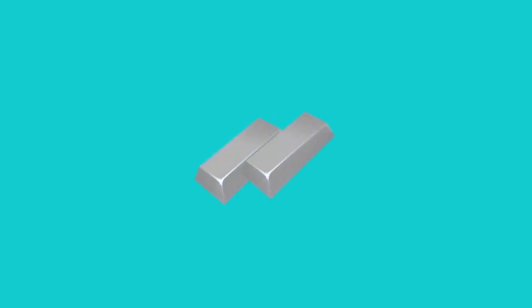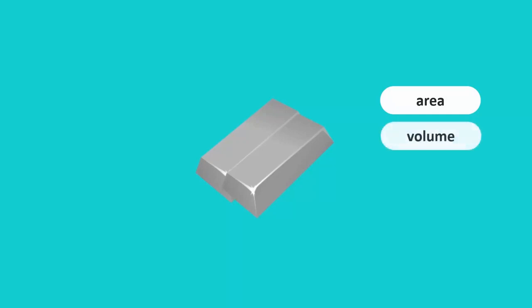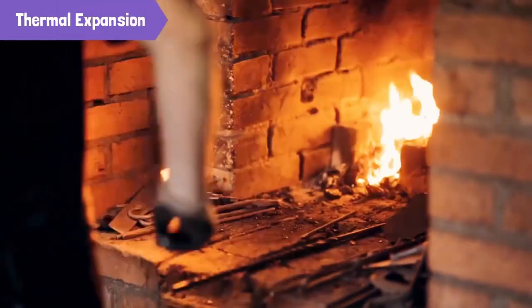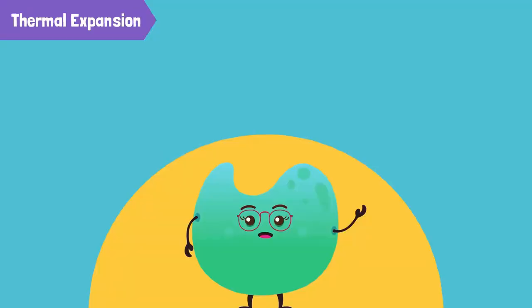Have you ever rubbed metal continuously with its surface? If so, you would have noticed that metal gradually changes its shape. It expands, therefore, there is change in either its area, volume, or shape. Even when iron is exposed to heat, it expands. These are all the effects of thermal expansion.